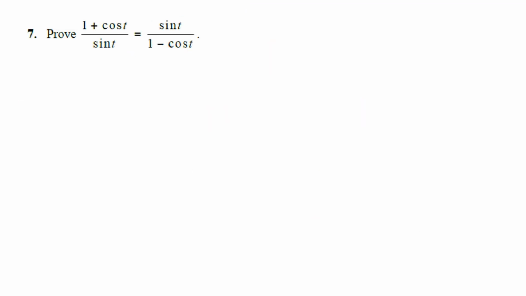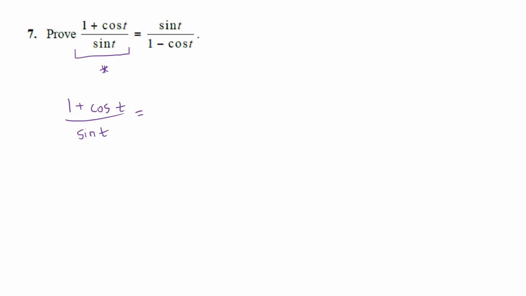Okay, now we're trying to prove 1 plus cosine t over sine t equals sine t over 1 minus cosine t. So in looking at this, both sides seem complicated enough. So it doesn't matter which side you choose, you will be able to get from one to the other because they're very similar in complications. So we're going to choose the left side. I challenge you to do the right side and see if you can get to the left side.